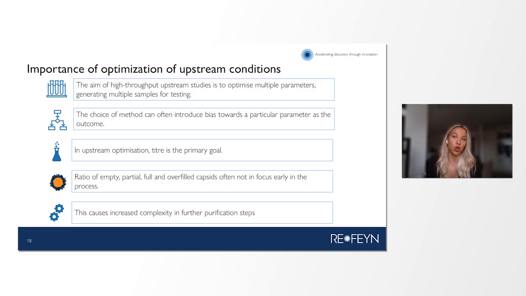Researchers usually tend to choose tighter titers in the upstream optimization as their primary goal. But just by choosing tighter titers, they often overlook purity or the capsid content. So the ratio of empty, partial, full, and overfilled capsid is not always in focus early in the optimization process. So this could potentially increase the complexity in the further purification steps. So the higher the content of the empty capsid, the harder downstream purification is.